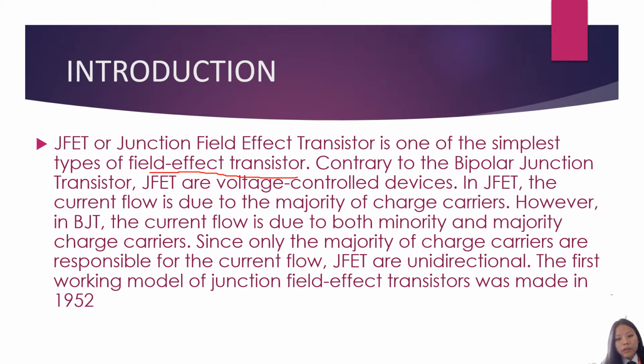Contrary to the bipolar junction transistor, JFETs are voltage control devices. In JFET, the current flow is due to majority charge carriers. However, in BJT, the current flow is due to both minority and majority charge carriers. Since only the majority charge carriers are responsible for current flow, JFETs are unipolar. The first working model of junction field effect transistor or JFET was proposed in 1952.